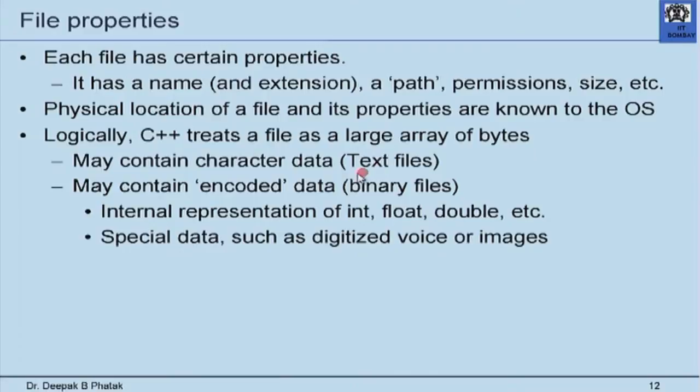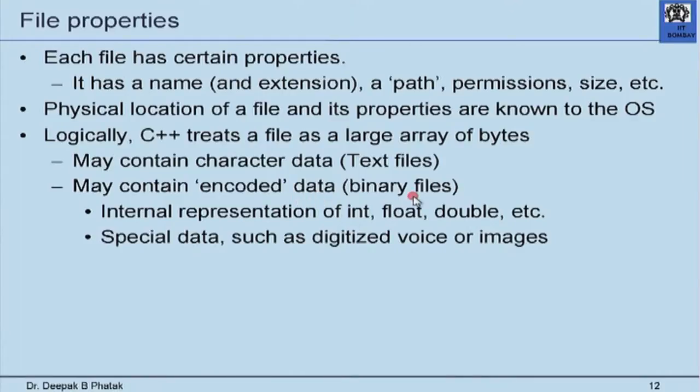Now, these bytes may contain character data, in which case it is a text file, or they may contain encoded data, in which case they are called binary files. Consider, for example, if we wish to push the internally stored information about a struct S to a file. Now, struct S does have a text component. It has name, which is text. However, the roll number is an int, the marks are float, and all this information is represented internally as per a floating point format or whatever, constituting a series of bytes. Those many bytes is the size of a record which it will occupy when I push a particular value of S onto a file.